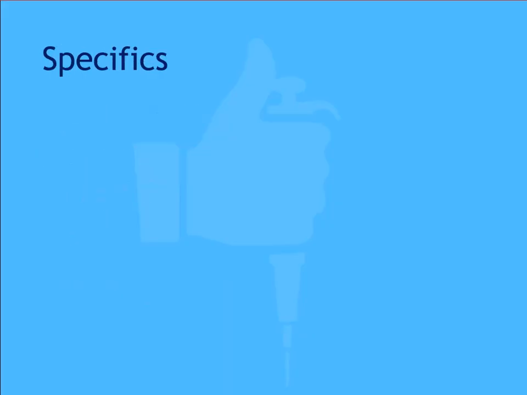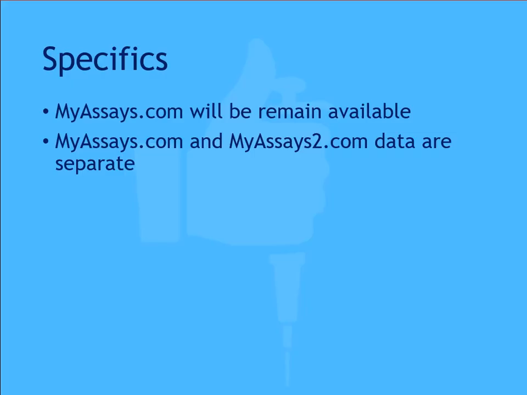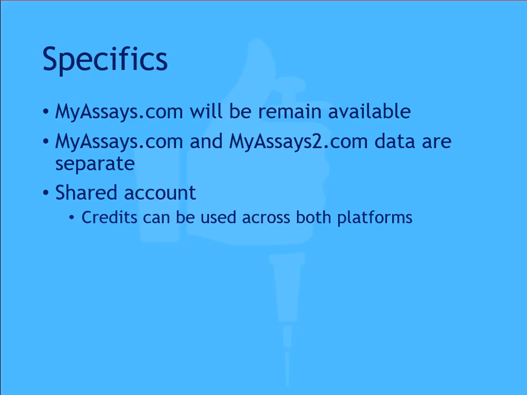Lastly, let's cover the specifics of working with these 2 platforms. MyAssays.com will remain available in parallel. MyAssays.com and MyAssays2.com are separate platforms, and your data and results will remain separate. So results analyzed on MyAssays.com are not available in your MyAssays2.com homepage, and vice versa. Your account, however, is shared between the 2 platforms. Your email address and login information is the same on both platforms, and your analysis credits can be used across both.